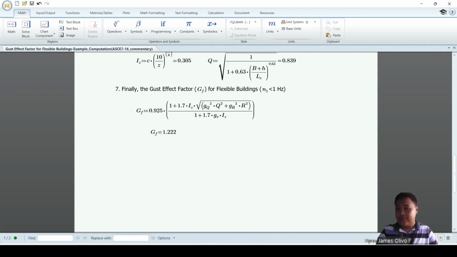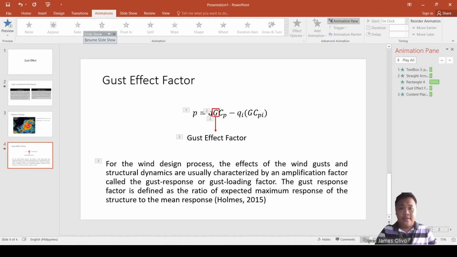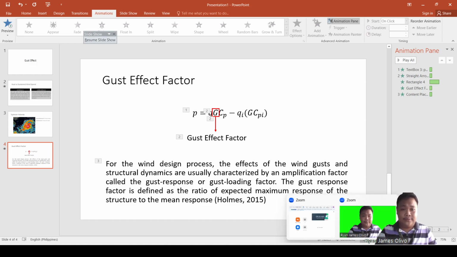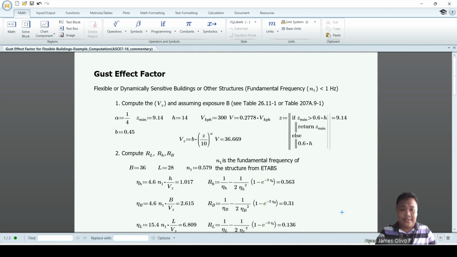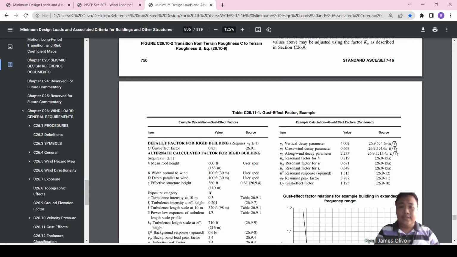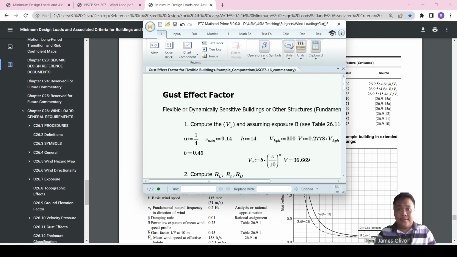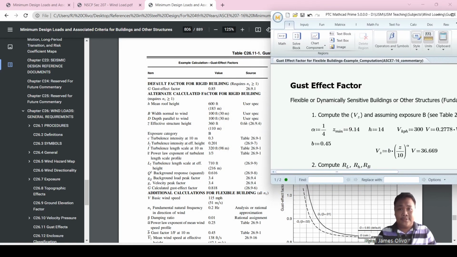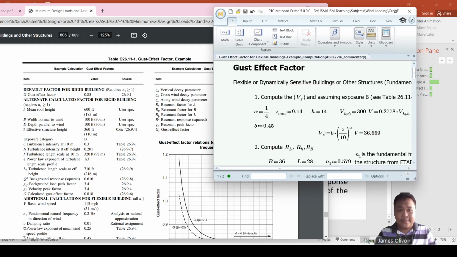So it's very important to use this amplification factor. As you can see, it amplified the design pressure by almost 22%. So it's very important, class, that you compute this. Let's check our computation. We will use the example computation given in the commentary section of ASCE, so that I can assure that what I have put here in MATHCAD is right.